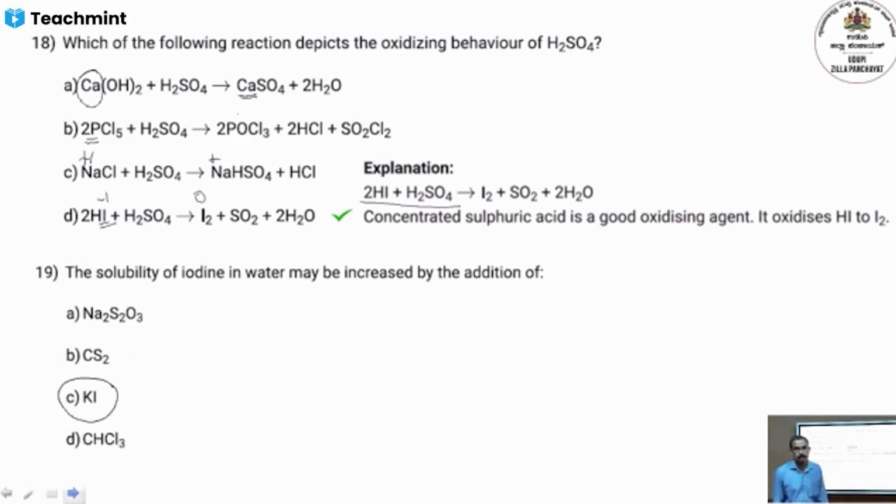The reason it increases the solubility of iodine is that KI will react with iodine to form KI3, that is, I3 minus. Sorry.